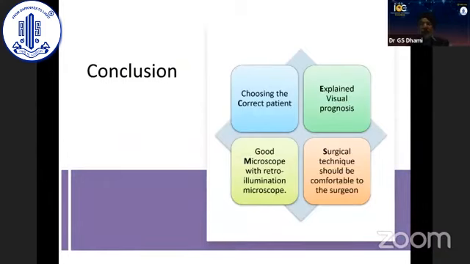Conclusion: these are the choices when you don't have everything at your center. You need to choose the patient, and explain the visual prognosis to the patient. A good microscope with retroillumination is a must. The surgical technique should be comfortable to the surgeon and patiently done. Thank you.